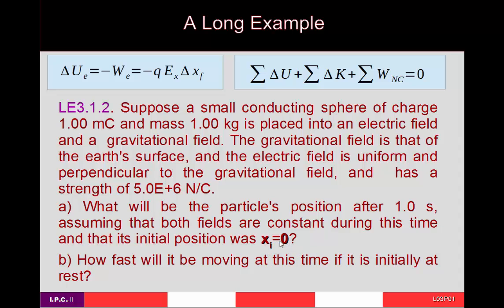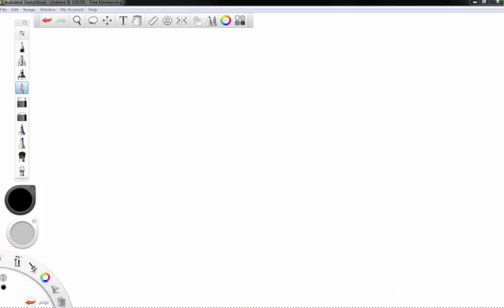x initial equals 0. So let's start off by drawing ourselves a diagram, which is always kind of a good strategy. Here is the particle. It has a mass of m equals 1.00 kilograms. It has a charge of Q equals 1 millicoulomb, which is 1 times 10 to the minus 3 coulombs.